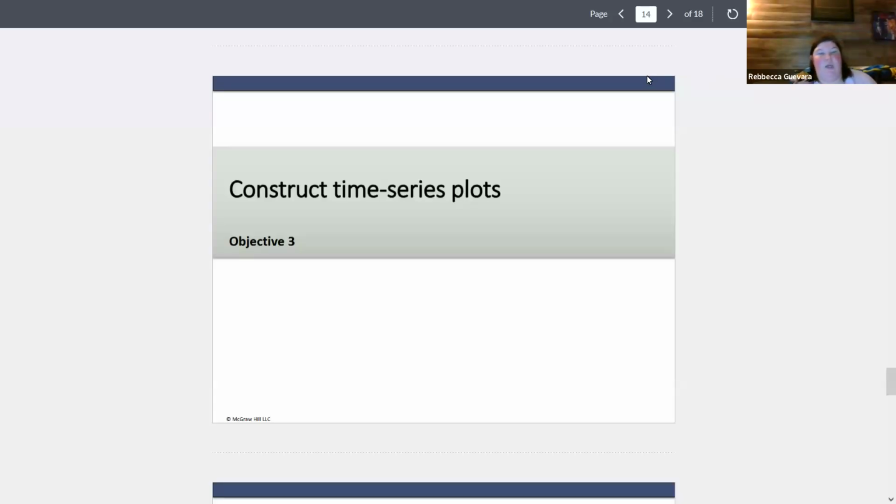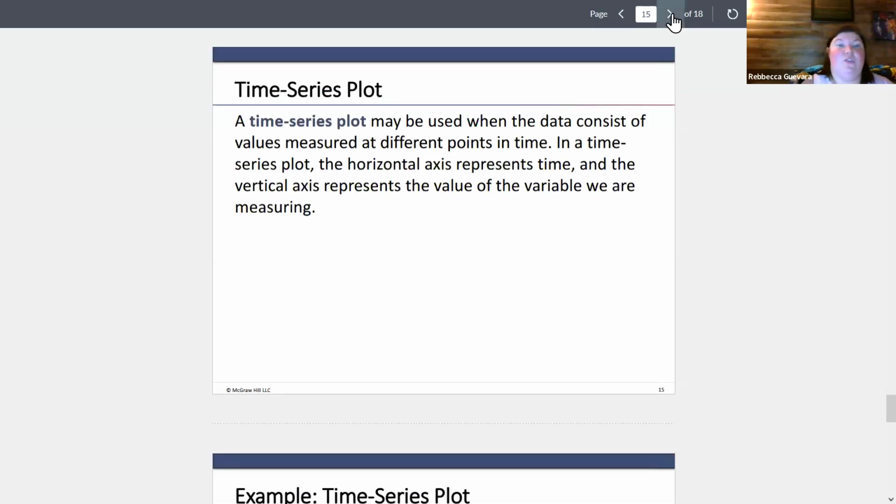All right, so our last one is going to be these time series plots. This is more of something that has time associated with it. A time series plot may be used when the data consists of values measured at different points in time. So it's like how a plant is growing or something like that. In a time series plot, the horizontal axis represents time and the vertical axis represents the value of the variable that we're measuring.